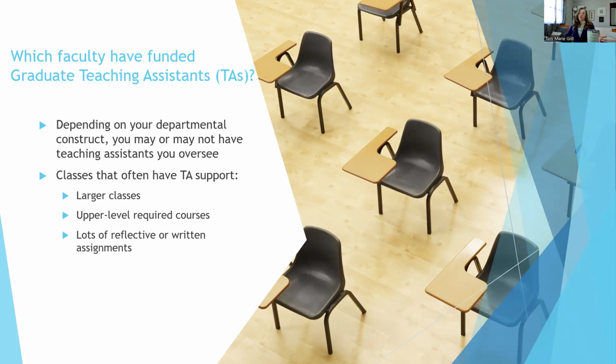Even if you don't have a larger class, you might have an upper level class that has a lot of detailed assignments, and it might be a required course that really represents your department and those that graduate. Or if you're someone who has a class that might be listed as a communication class and a science class, or one that might be a composition class and a physical science class where there are a lot of reflective or written assignments, you might be assigned a TA for that situation as well.